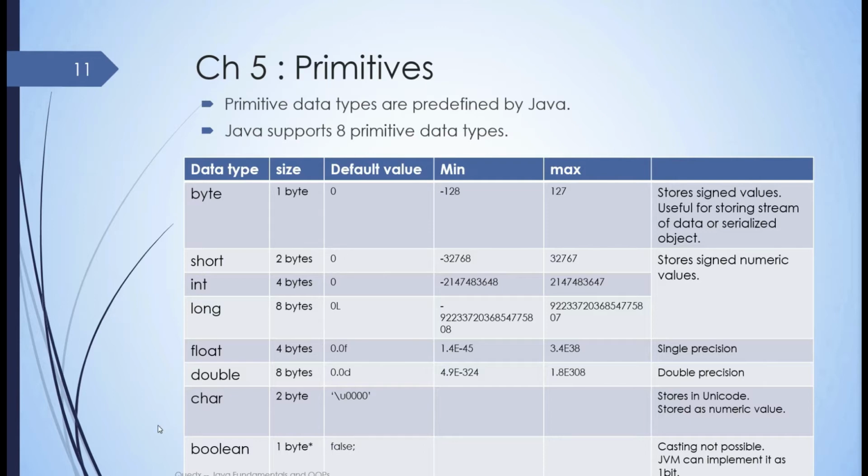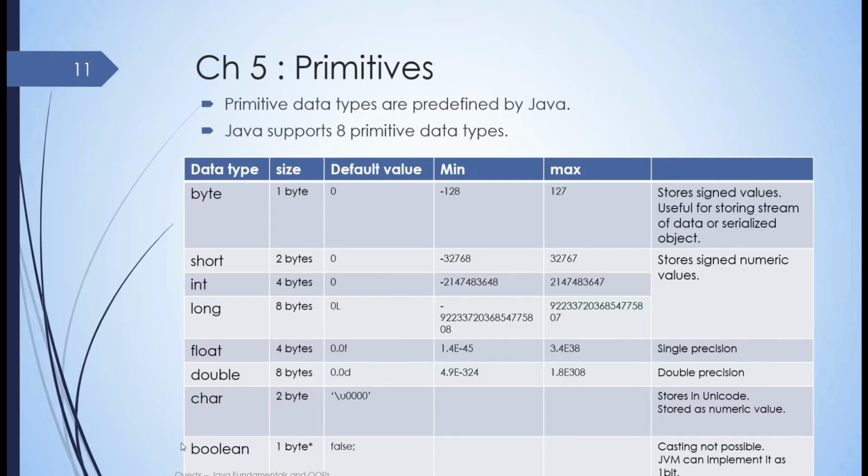Char data type takes 2 bytes for storage. It allows you to store Unicode value. The value itself is stored as a numeric value. Boolean represents only one bit of information, either true or false. Hence the valid values would be true or false. The storage size for Boolean is 1 byte. So JVM is free to implement it as 1 bit.